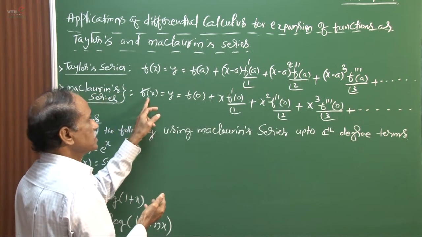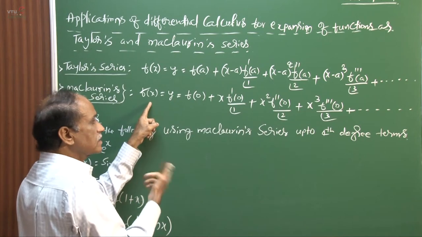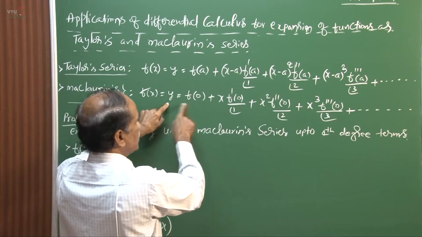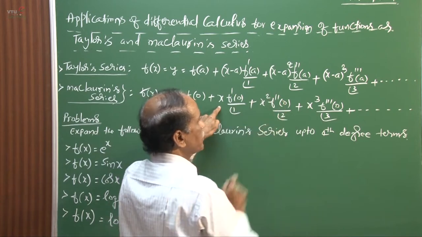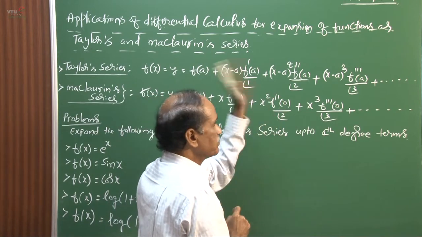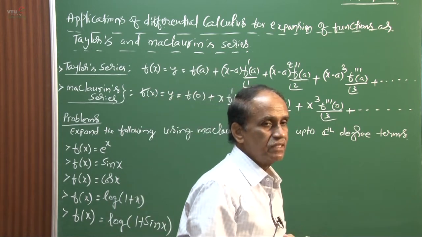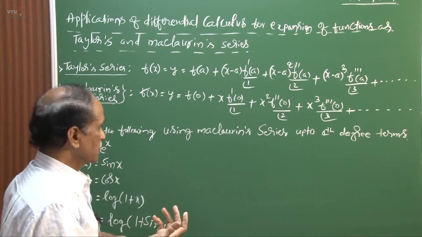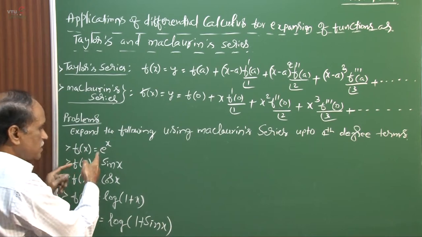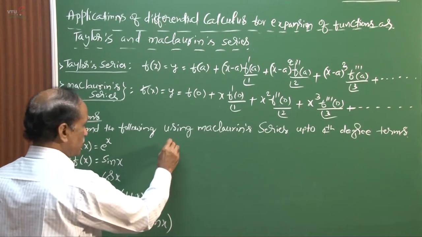Similarly, it happens in Maclaurin series near the neighborhood of the origin: y equal to f of 0 plus x into f dash of 0 plus x square into f double dash of 0, and so on. That means at that point you have to replace x by 0 in all the derivatives. Then let me start with one sample problem.